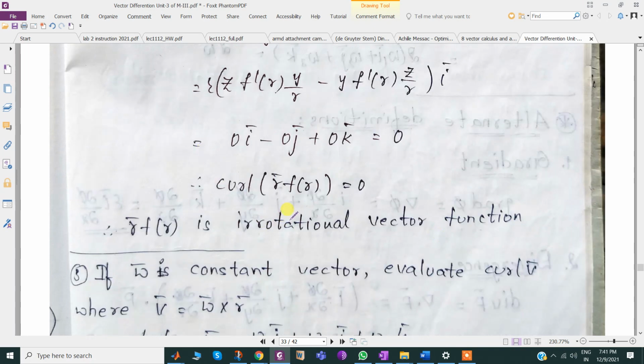Since curl of r̄ f(r) is equal to 0, it is called irrotational. Curl value 0, then it is irrotational. Div value 0, then it is solenoidal. Solenoidal are incompressible. Irrotational are conservative. In examination, either irrotational or conservative.